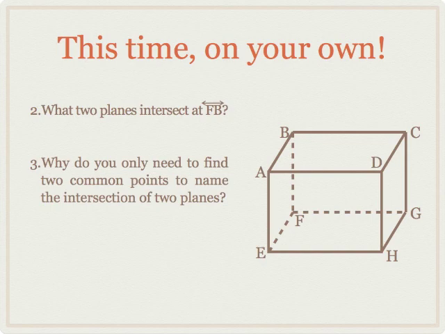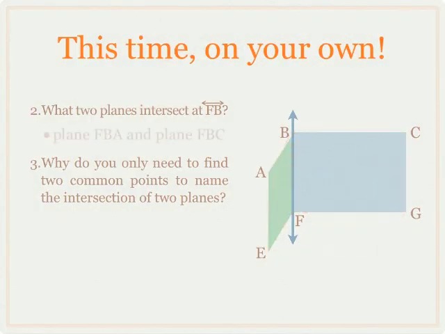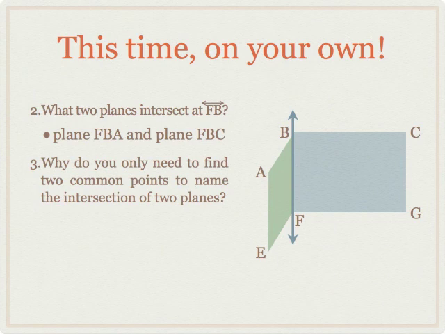Excellent! You've got your answers. Let's see how well things went. If you look at the line FB, you will notice that there are 2 planes that basically intersect to create it. That would be plane FBA and plane FBC. Please remember that you could use any names from the 4 points in each of those planes.